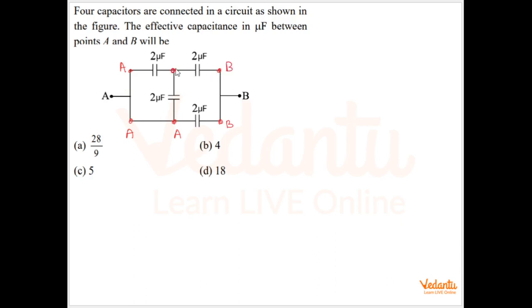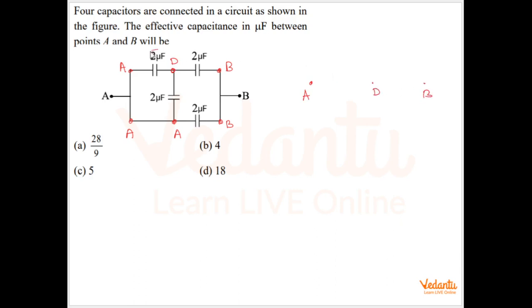Now this point beta can neither be A or B because there is a capacitor in whichever direction we go. We are not directly connected to A or B. So I will name this point as D. And then I will redraw the circuit A, D and B.